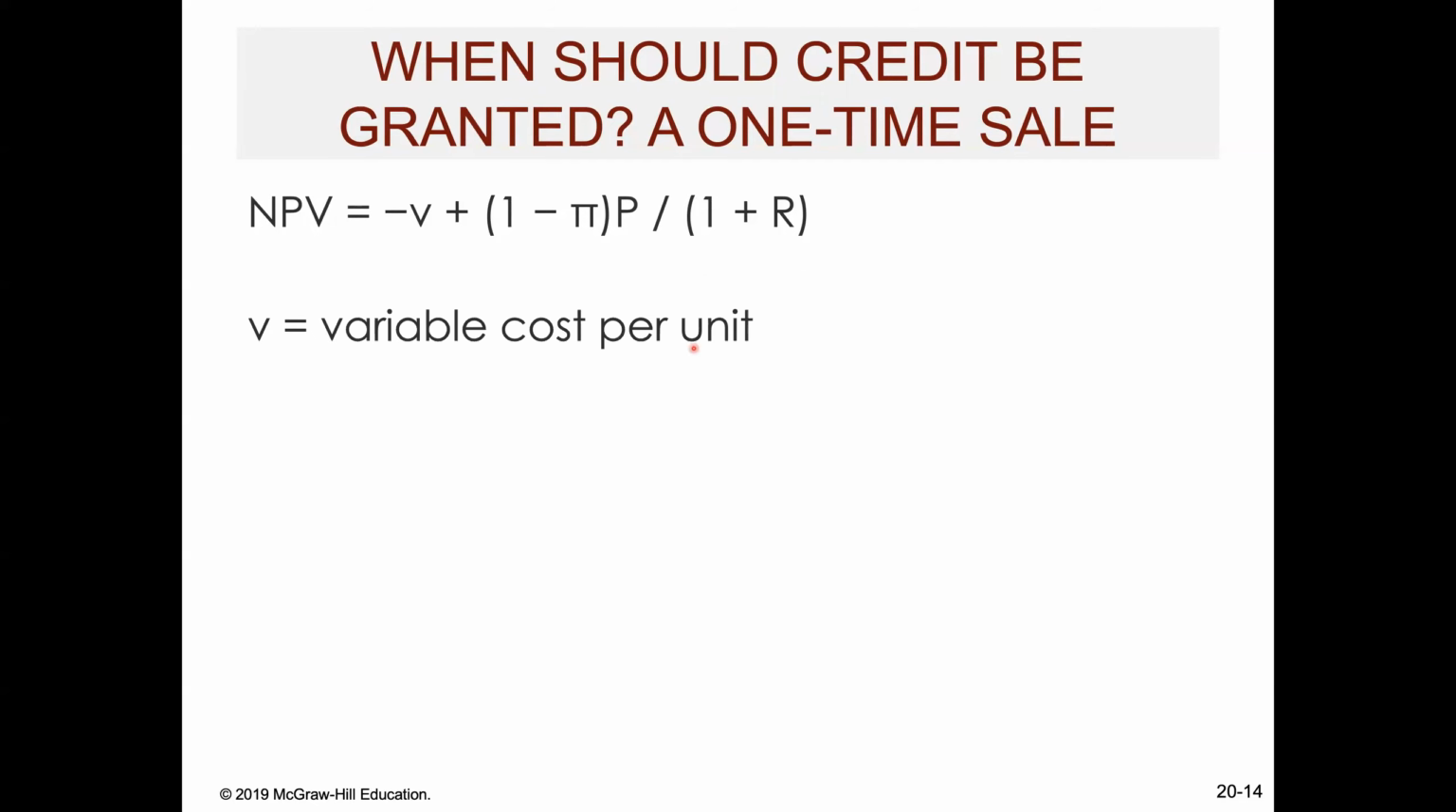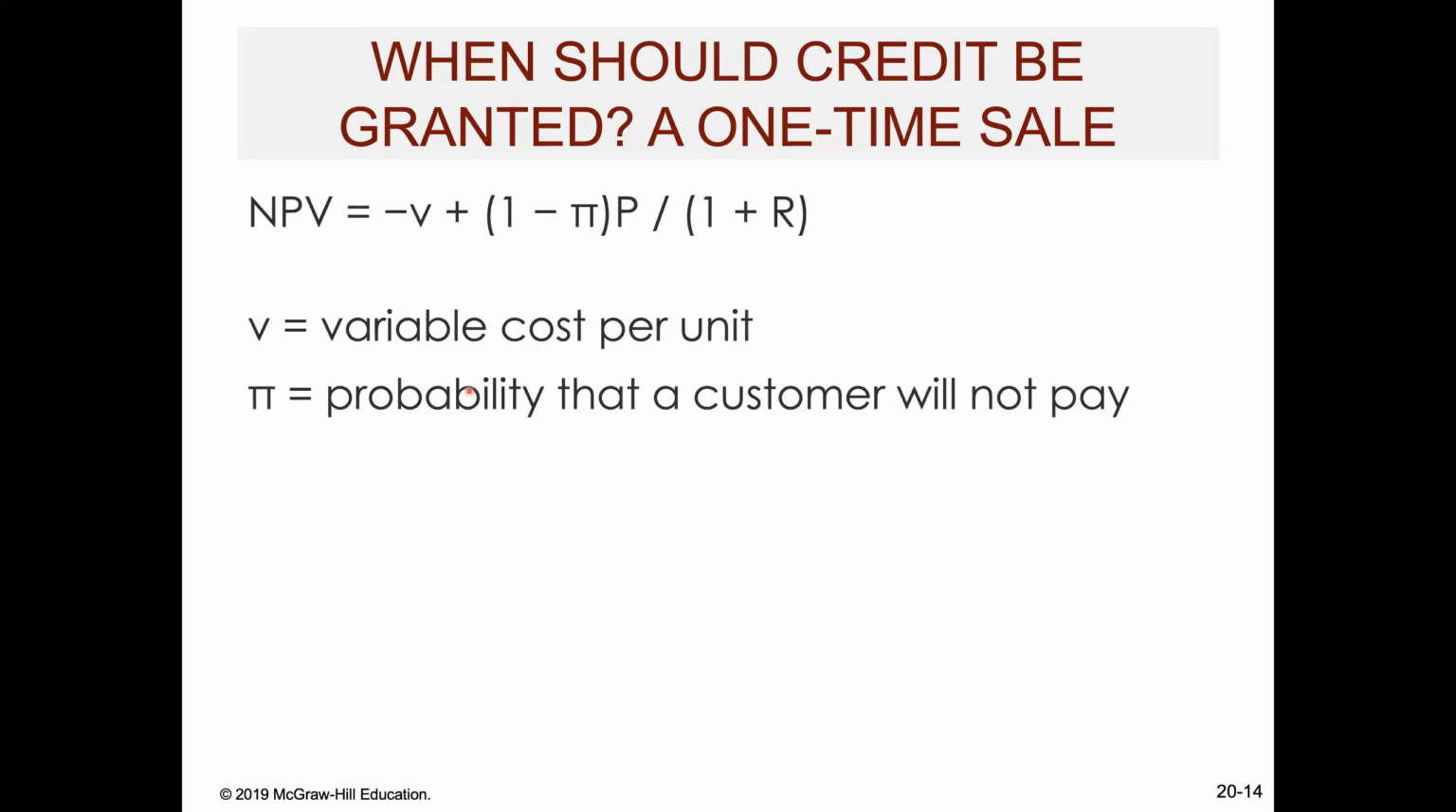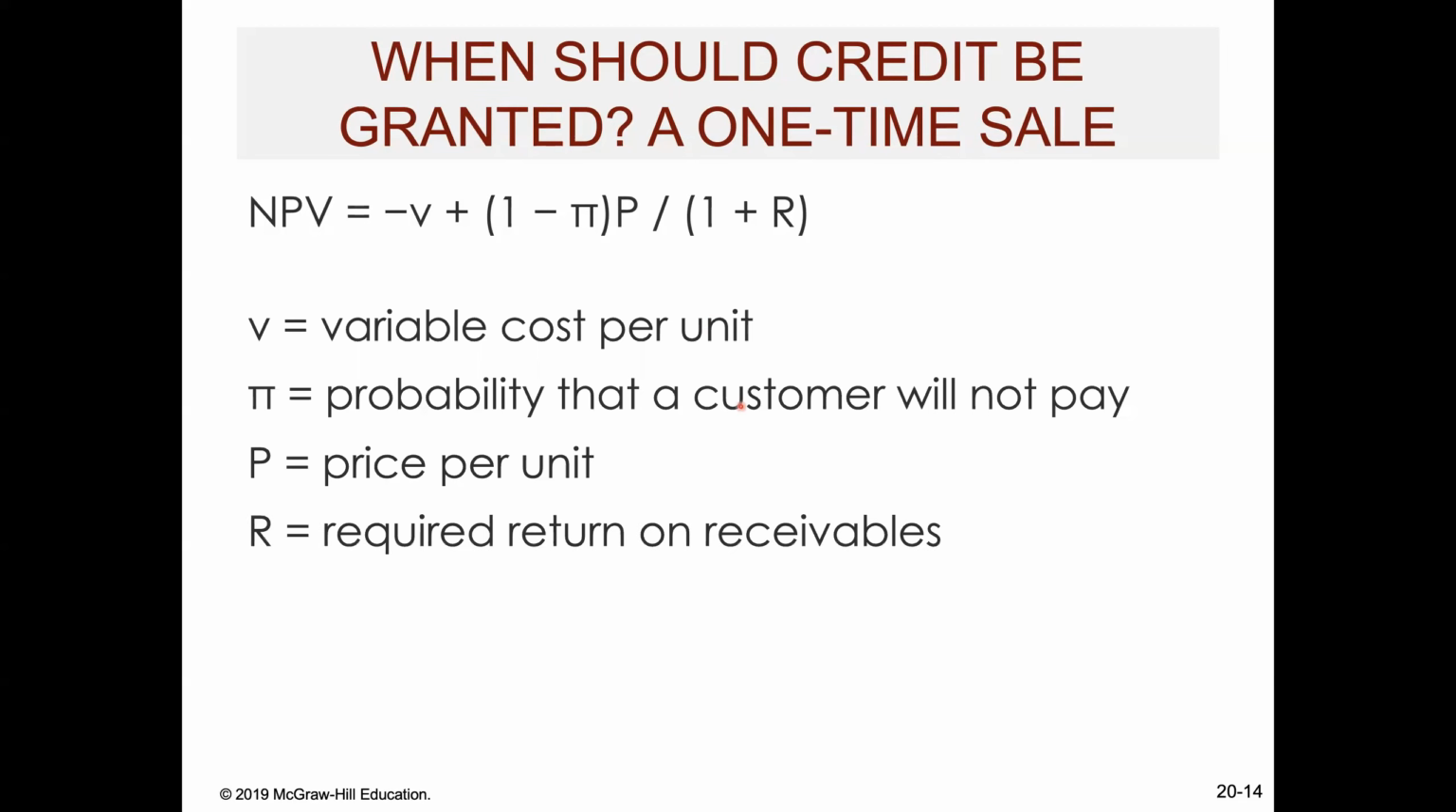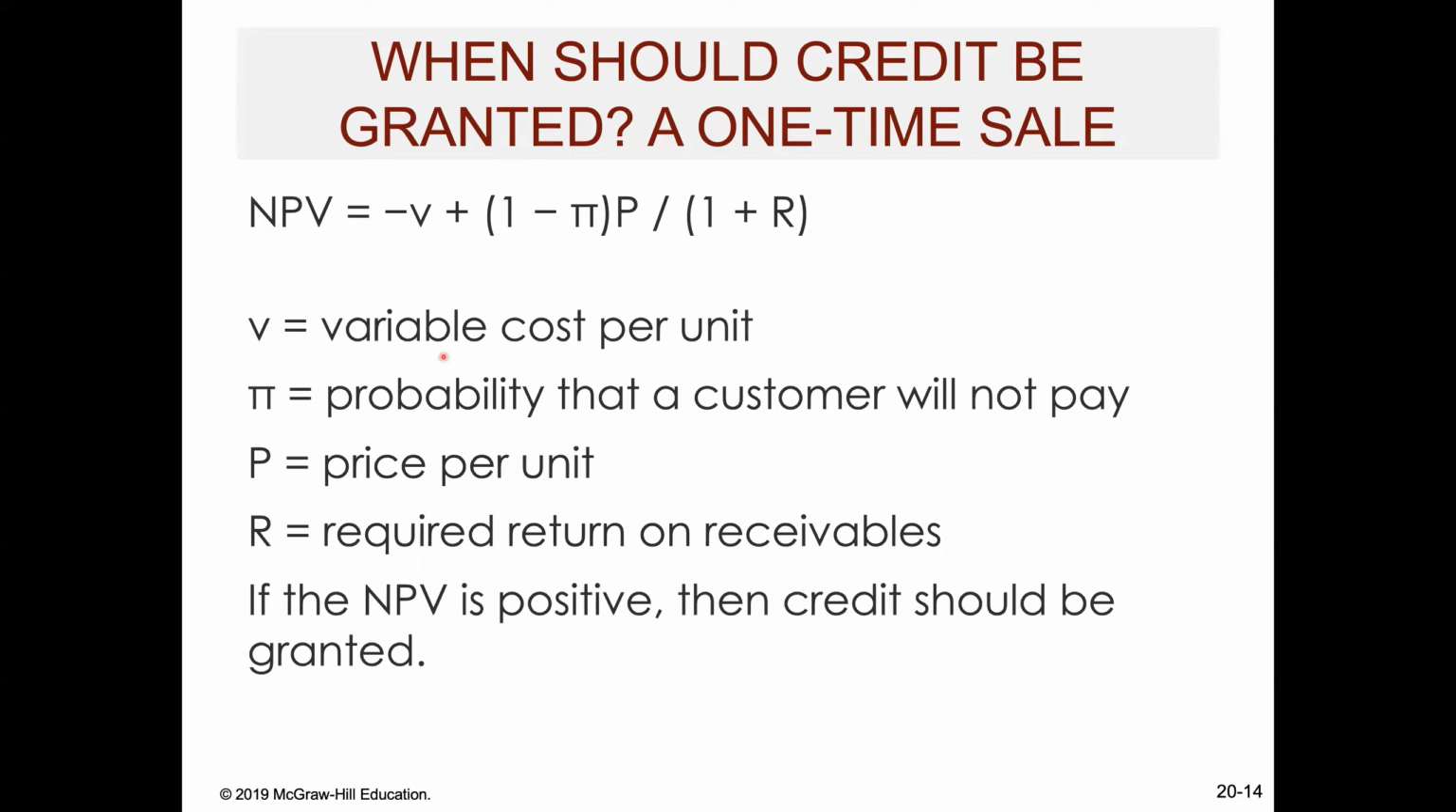V is the variable cost per unit. So if you'll remember in our previous example, the purchase price was $100 and the variable cost was $40. So we need to know the variable cost per unit. Pi represents the probability that a customer will not pay. So we want a low probability that the customer will not pay. P is the price per unit. That was $100 in the example that we had before. And R is the required return on receivables. You'll remember in the previous example, R was 1.5%. So if the NPV is positive using this formula, then credit should be granted.